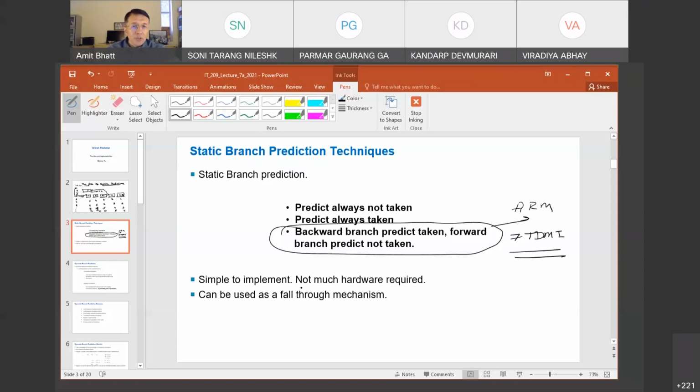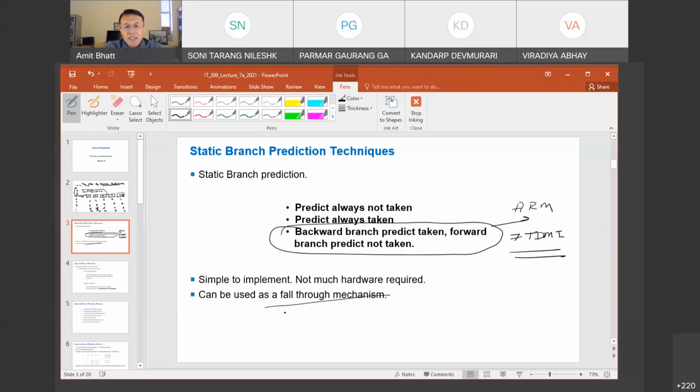So even though static branch predictor is not able to learn anything, it is not adaptive. So it does not see that if it is giving you wrong answers, probably it needs to change. It can't do that because it is hardwired. But for most of the common tasks, this would serve a great purpose. And we'll see later on that it can be used as a fall through mechanism.